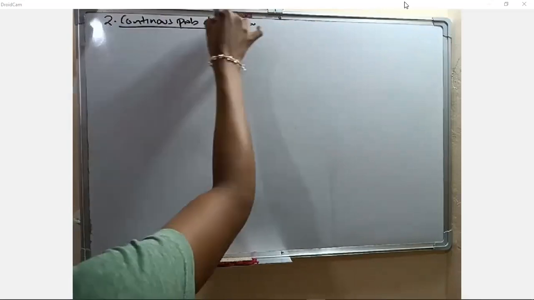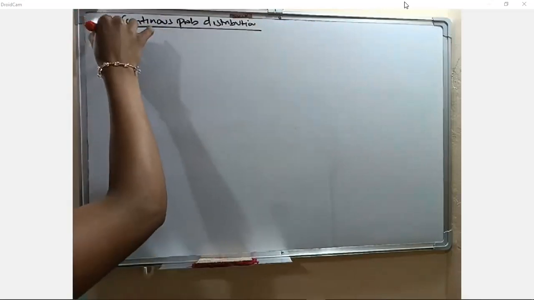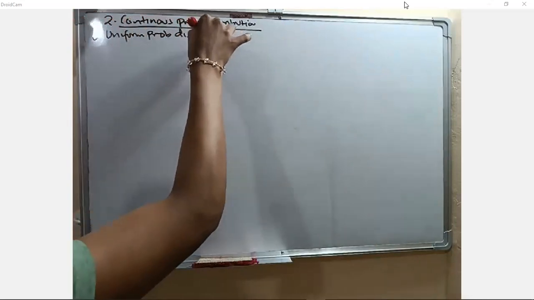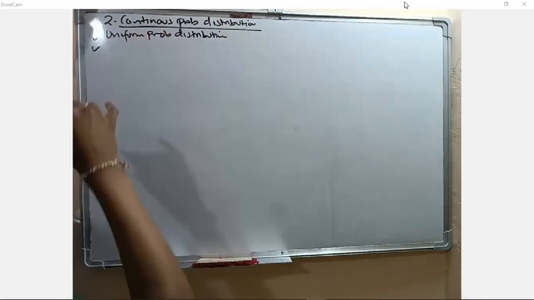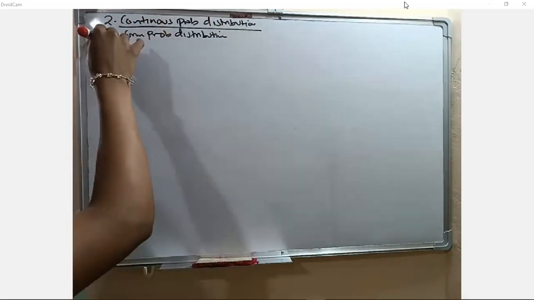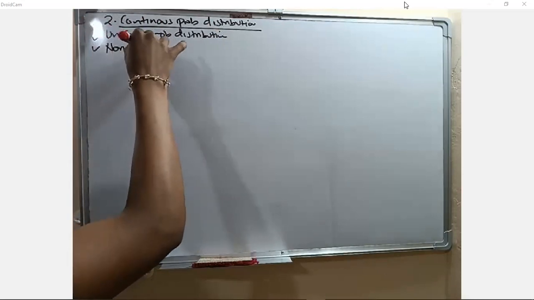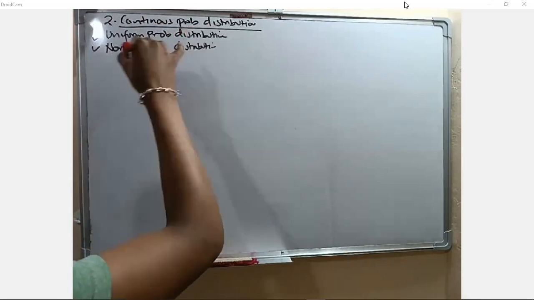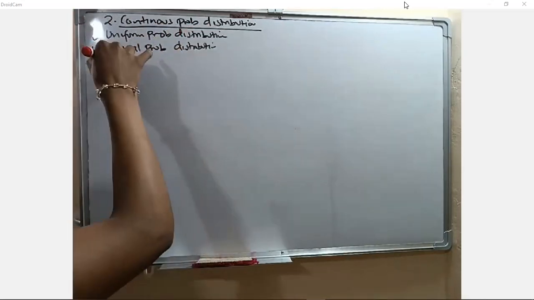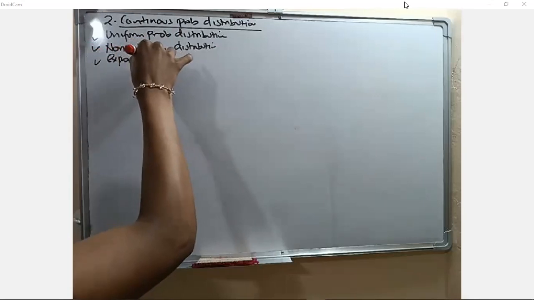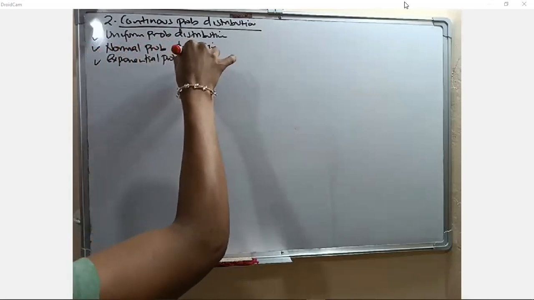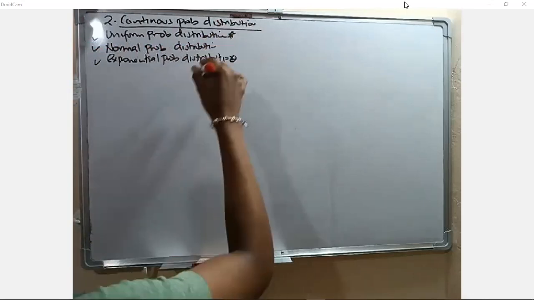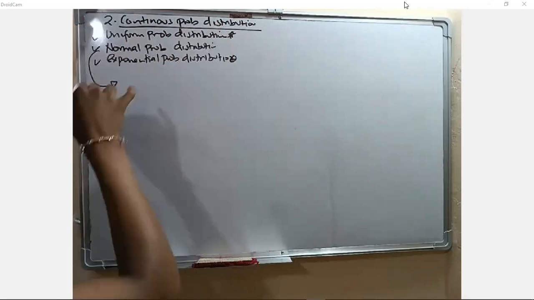Continuous probability distribution is subdivided into uniform probability distribution, then normal probability distribution. This is the one that is mostly used and most tested. And then the last one is the exponential probability distribution. The other two I will not be able to teach you. They are never tested. So let us focus our attention on the normal probability distribution.